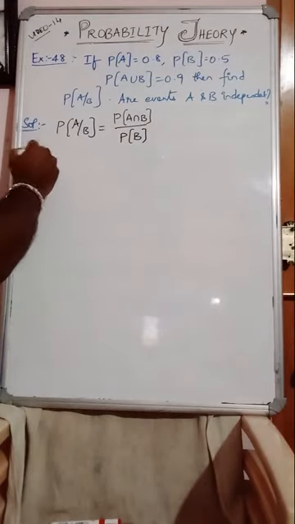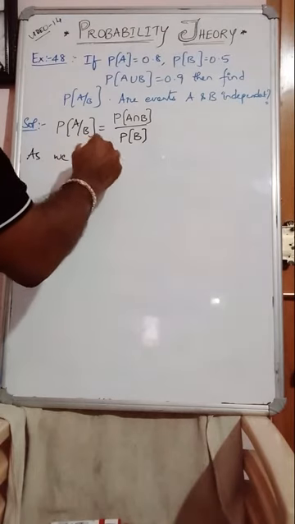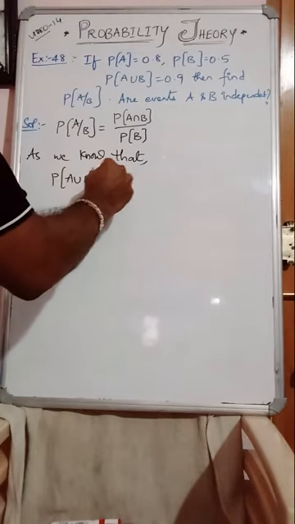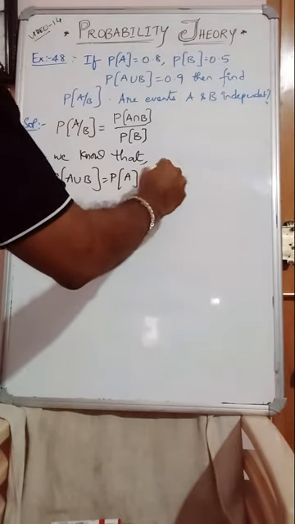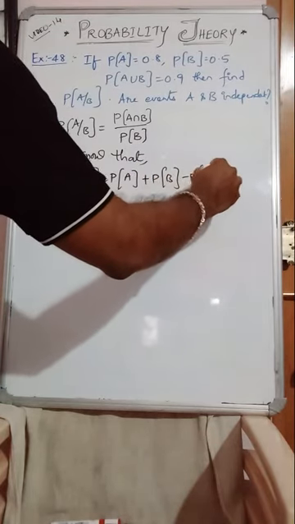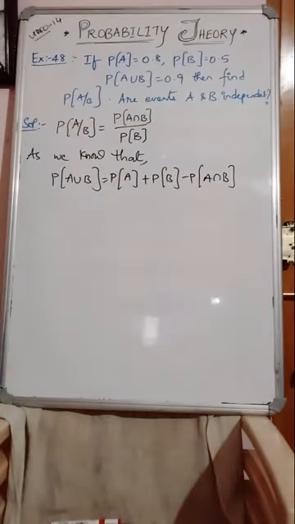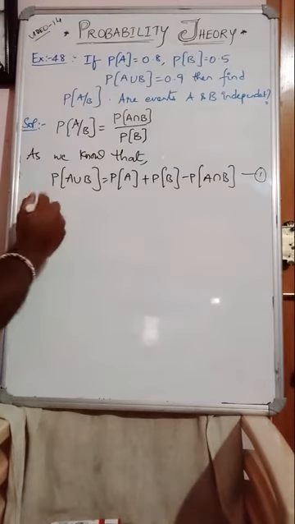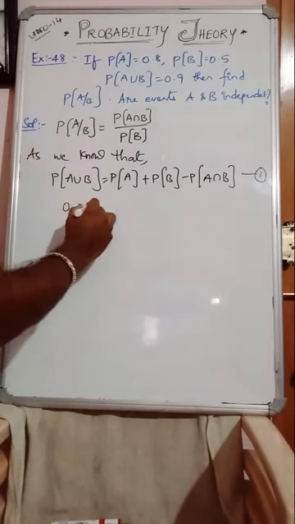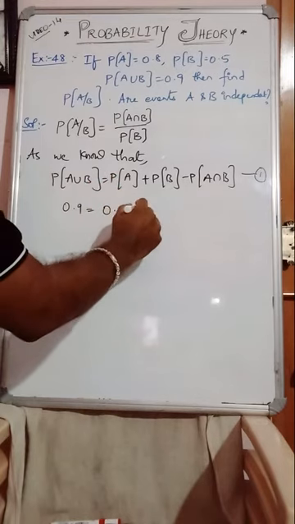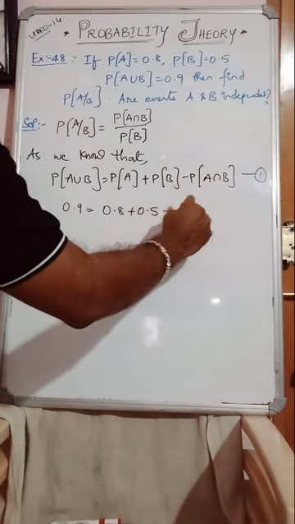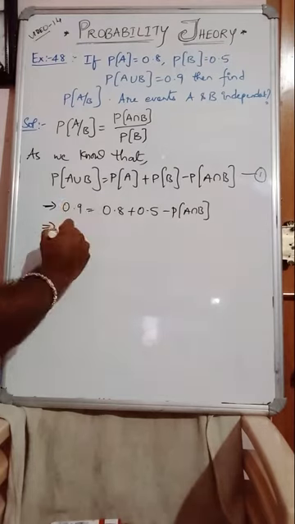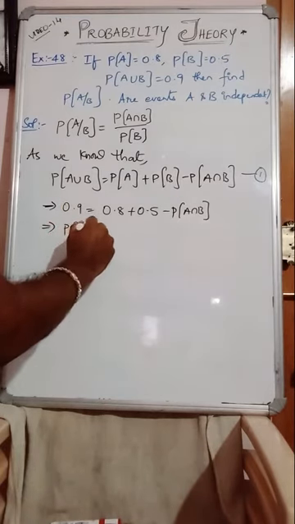Now, as we know, P of A union B equals, by the non-mutually exclusive formula, P of A plus P of B minus P of A intersection B. Everybody knows this formula. Take it as equation number 1. Right? Then substitute those values here. A union B is given 0.9. P of A is 0.8 plus 0.5 minus P of A intersection B. 0.9 you take to the other side, and A intersection B you bring to LHS.